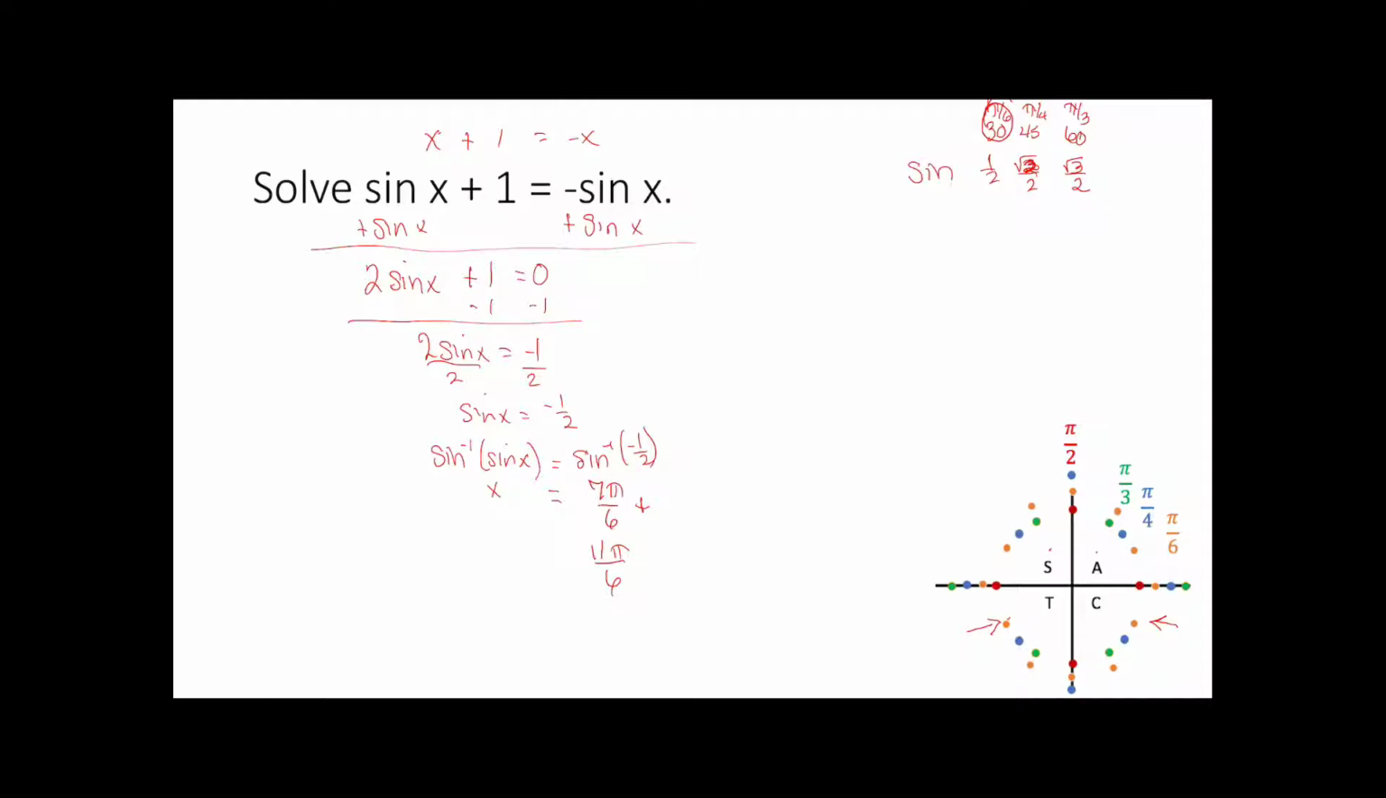Because we need to include all solutions, we also need to say any rotation about this unit circle will also do the trick. So we add our 2 pi n's and we're finished.